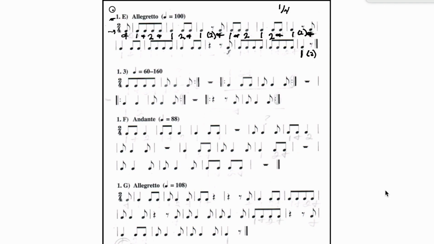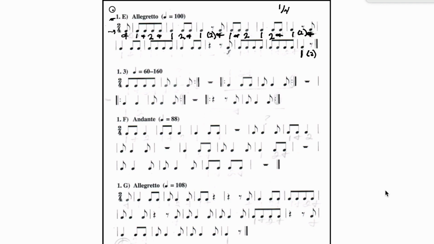1, quarter, rest, and 1, and 2, 1, 2, and 1. Next line, 1, 2, and 1, and 2, and 1, 2, and 1, and 2, and 1. Okay, so there is an example right there. You are going to want to practice the other examples on the page.